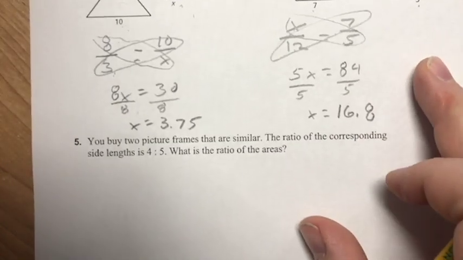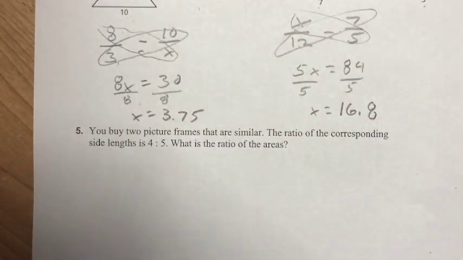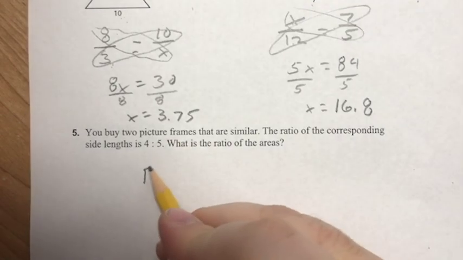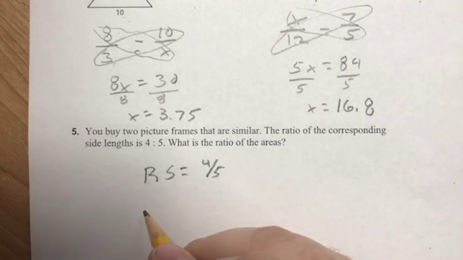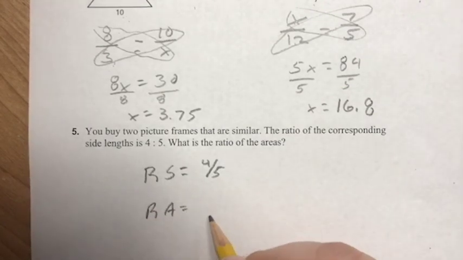Now, let's go to the word problem. A little bit more difficult here. It says you buy 2 picture frames that are similar. The ratio of the corresponding side lengths is 4 to 5. What is the ratio of the area? All right, so pause. Don't freak out. It's a word problem. Look at what it tells you. The ratio of the sides is equal to 4 to 5, and it's asking you to find the ratio of the area.